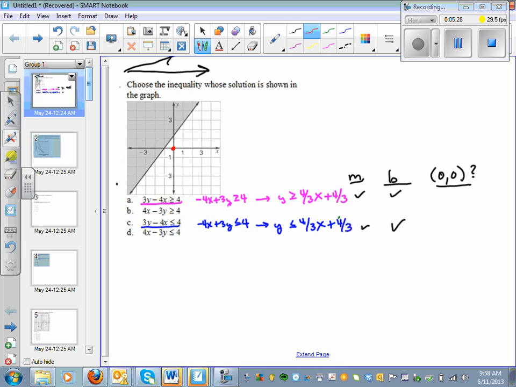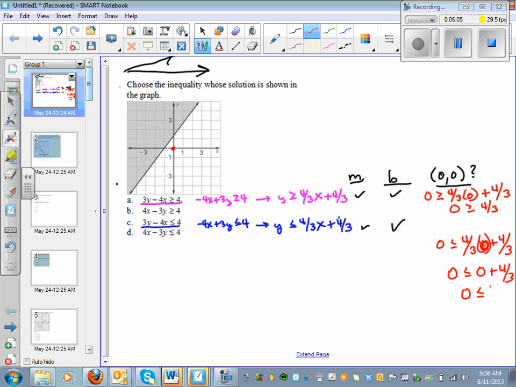So if we plug 0, 0 in, I'm going to go 0 is greater than or equal to 4/3 times 0 plus 4/3. This statement is saying 0 is greater than or equal to 4/3. And I'm just going to leave that there for a second, and I'm going to come back to it. The next one, if I plug in, 0 is less than or equal to 4/3 x plus 4/3. Sorry, that should be 0 is less than or equal to 0 plus 4/3, or 0 is less than or equal to 4/3.